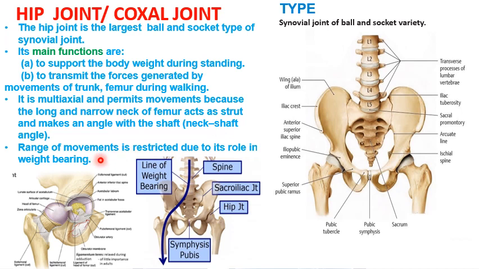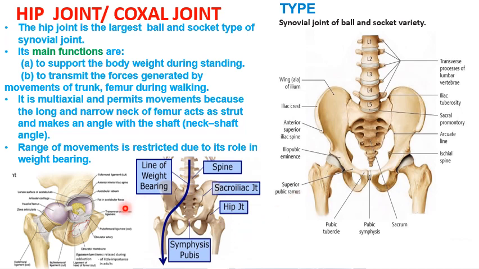unlike in the shoulder joint. That is the reason the range of movement is more in the shoulder joint when compared to the hip joint, because of the neck shaft angle. So the range of movement is determined by the neck shaft angle. This neck shaft angle is approximately 125 degrees in adults and about 160 degrees in a child.